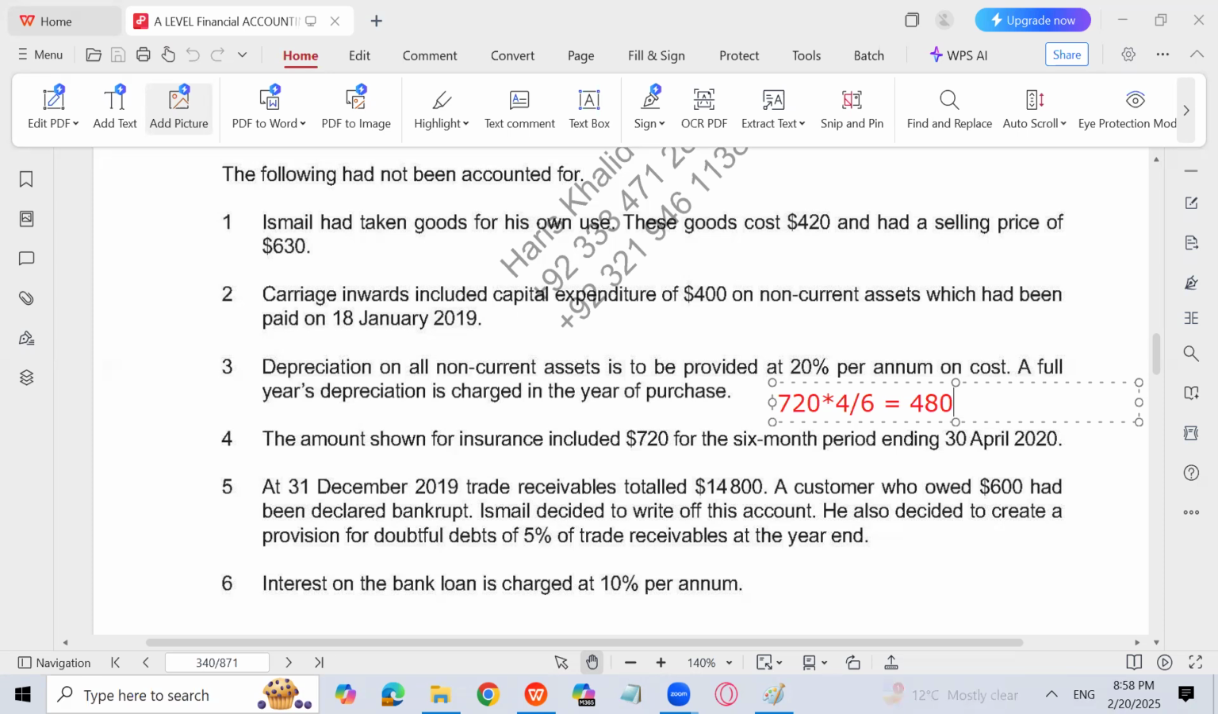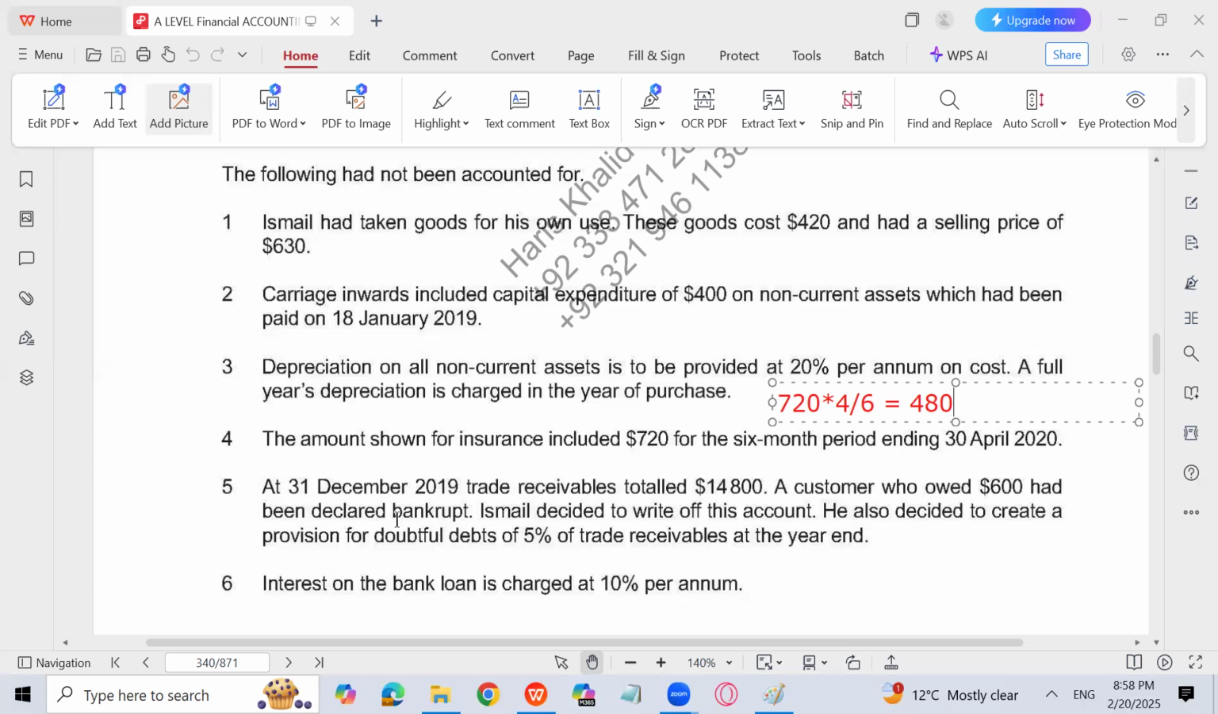We will subtract 480 from the insurance expense because the 4-month insurance is prepaid. So that should not be a part of the insurance, because that insurance relates to 4 months of the next year.